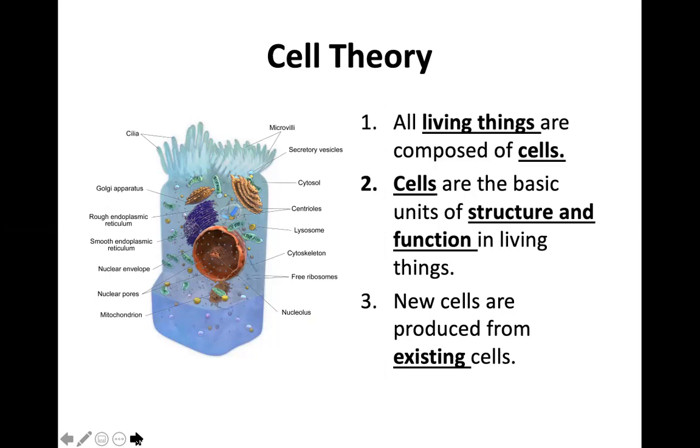So these are the 3 parts of the cell theory. All living things are composed of cells. Cells are the basic units of structure and function, and new cells are produced from existing cells. Okay? So all living things composed of cells. We saw this when we talked about the what? What was the first thing we did in here? Characteristics of life, okay? Cells are the basic units of structure and function, and we're going to see that going through the organelles. And last, new cells are produced from existing cells.